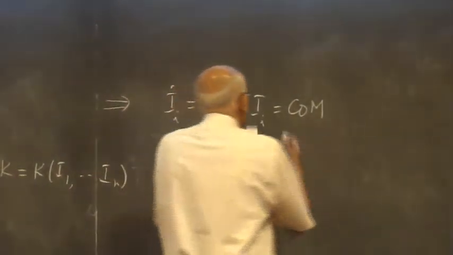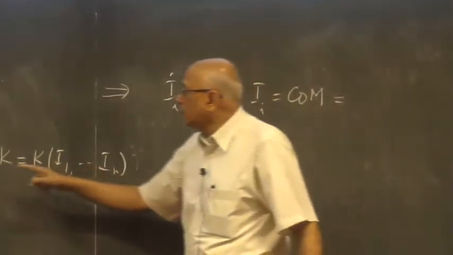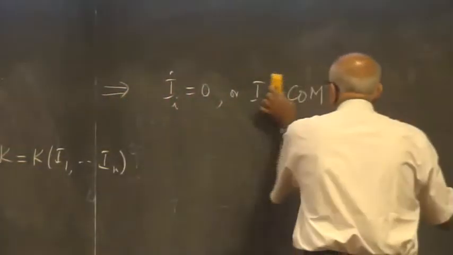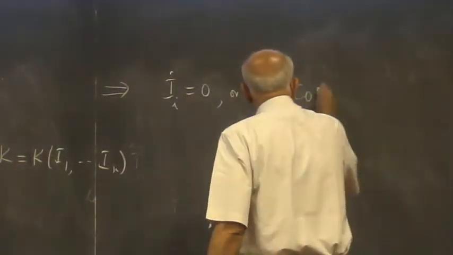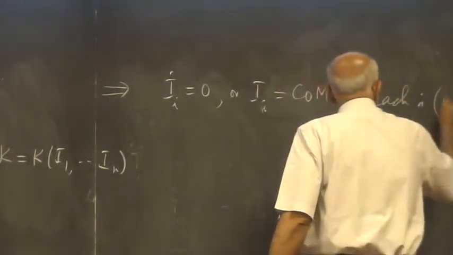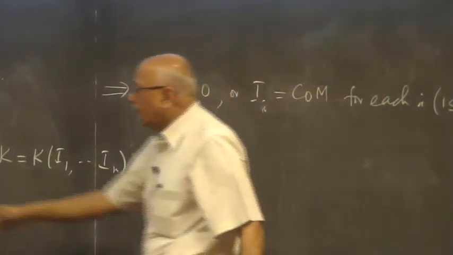And what can it depend on? This is obviously going to be a function. This is 0. It's sitting here. And it's some constant of the motion. So let's write it equal to COM for each I, 1 less than or equal to I less than or equal to n. Then put that back in here.